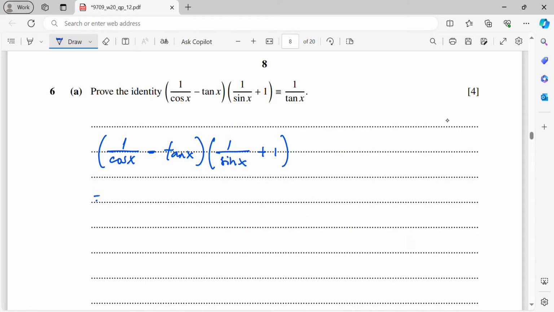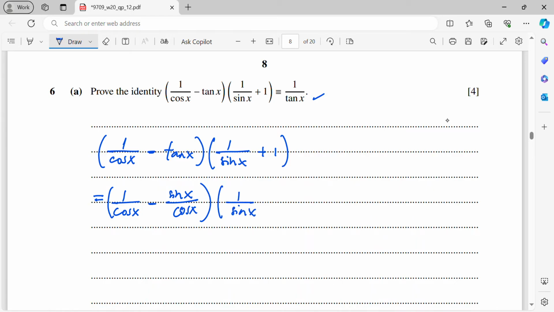Now for this, because we need to get tangent later on, it's okay. I will just change everything to sine and cos first. Later on, I will change back. Sine x over cos x is tangent x, which means the tangent x, I will be changing it to sine x over cos x. Then 1 over sine x.